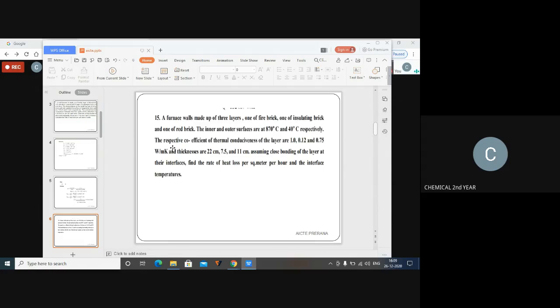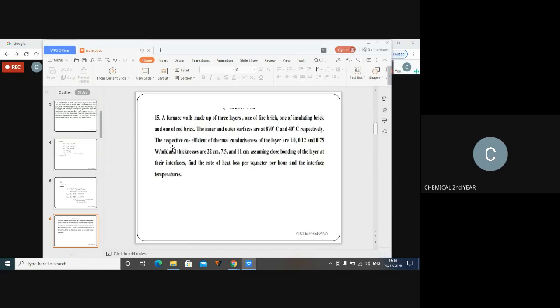Now the second problem: a furnace wall is made up of three layers, one of fire brick, one of insulating brick, and one of red brick. The inner and outer surfaces are at 870 degrees Celsius and 40 degrees Celsius respectively. They have given the respective coefficients of thermal conductivity for all three layers as 1.0, 0.12, and 0.75 watt per meter Kelvin, and the thicknesses as 22 centimeter, 7.5 centimeter, and 11 centimeter.